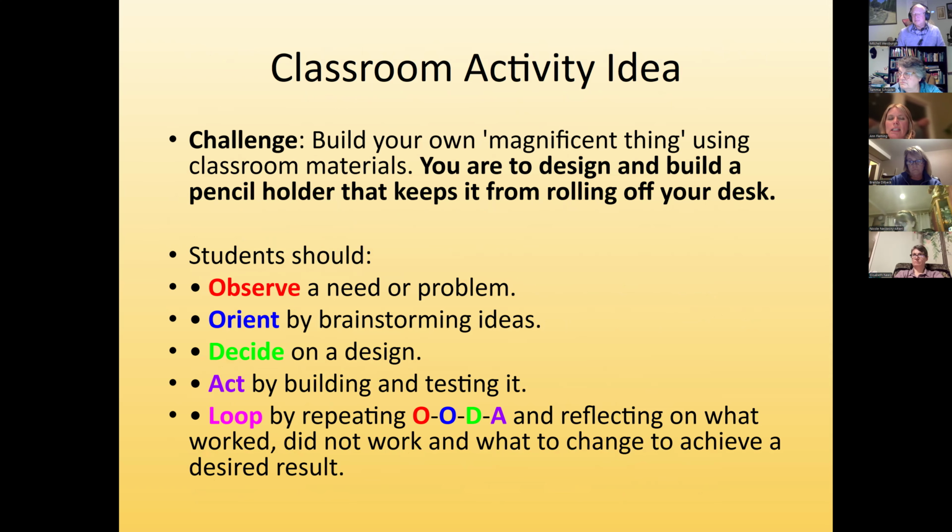So the class activity idea. So you read through the story, you make those connections talking about that, and then you move into what the activity is. You're going to build your own magnificent thing using classroom materials. So it's open-ended. And so kids might have a problem with this, with true inquiry, where you're literally just putting all the materials out in the center of the room, and you say, you're to design and build a pencil holder that keeps it from rolling off your desk. And it's completely open-ended. So it's kind of like that learning through play experience and trial and error and design.